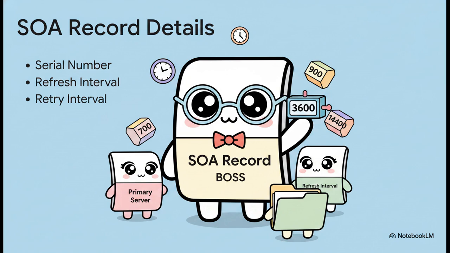It contains a serial number that actively tracks database changes. Think of this serial number as a version stamp. If the primary server's serial number is higher, then the secondary server instantly knows it's time to pull an update. The SOA also dictates all the critical timing rules, like the standard 15-minute refresh interval that tells secondary zones exactly how often to check back in.